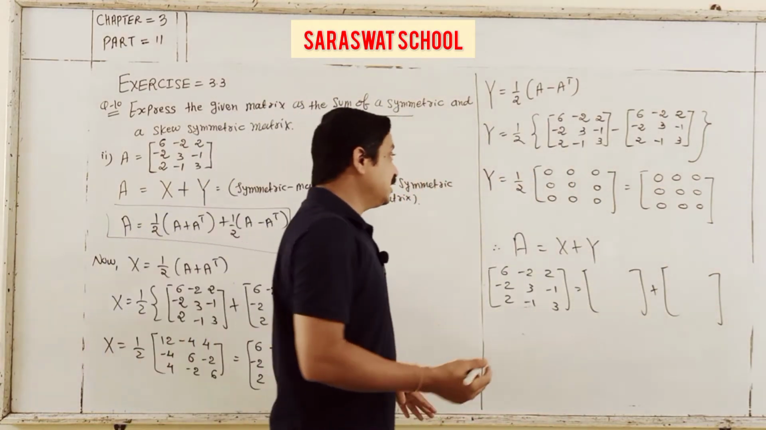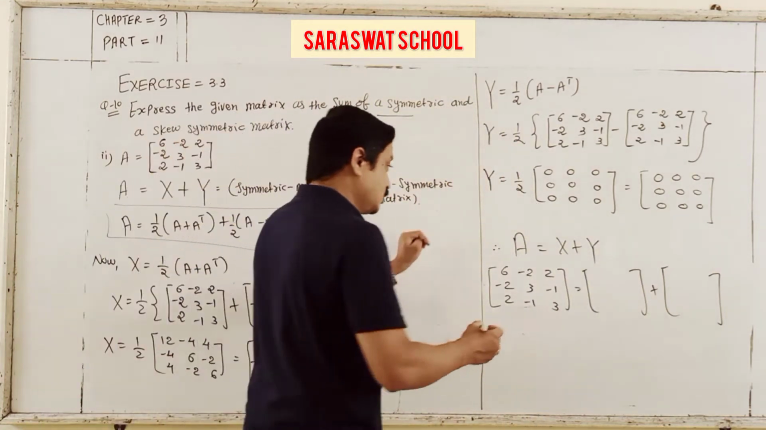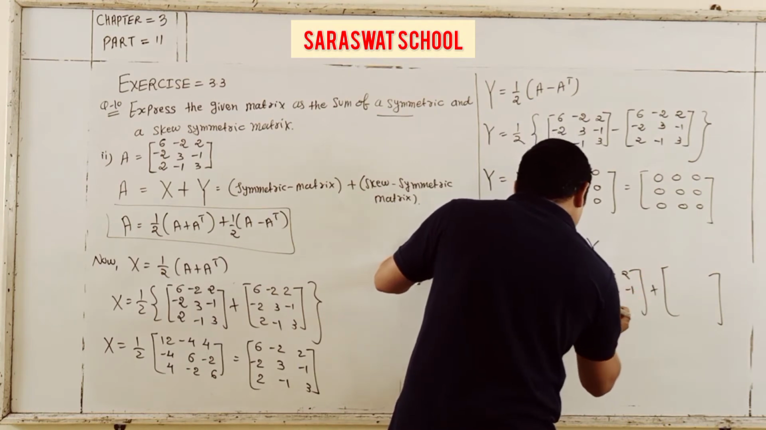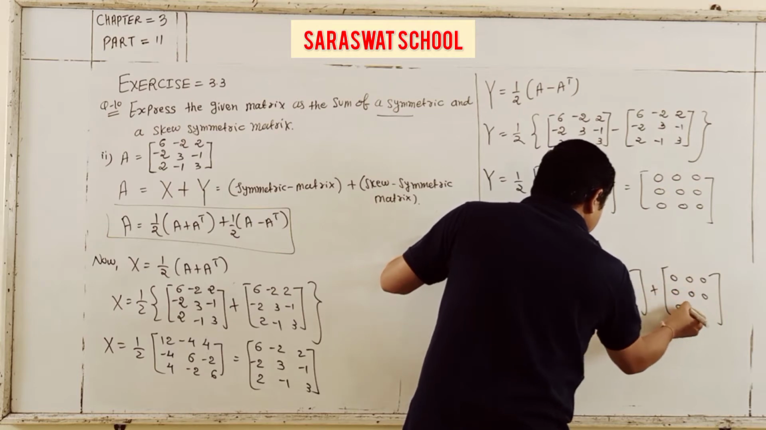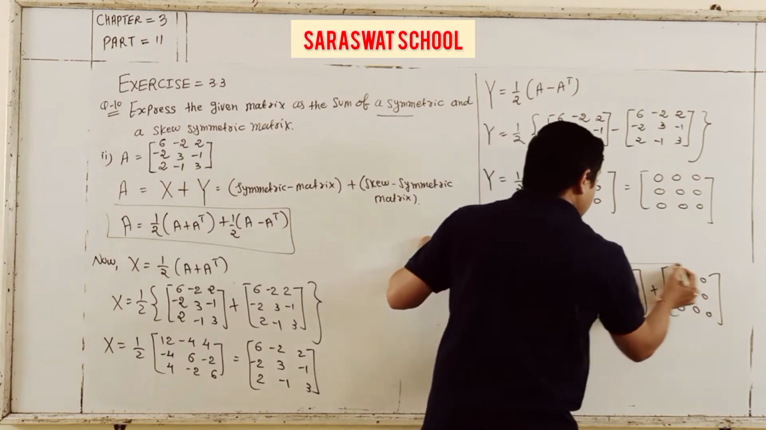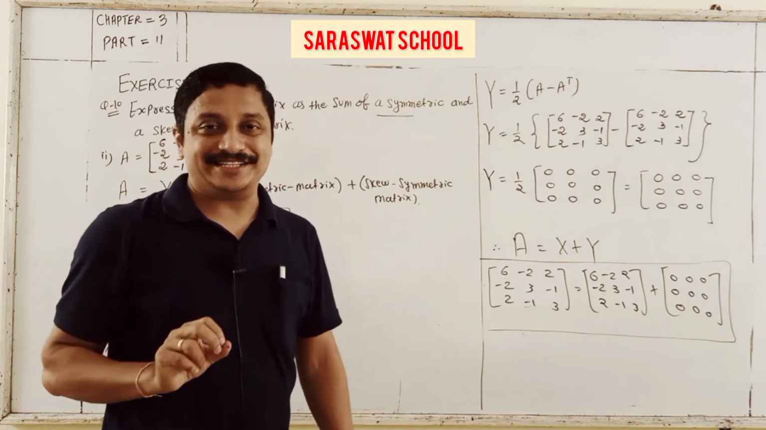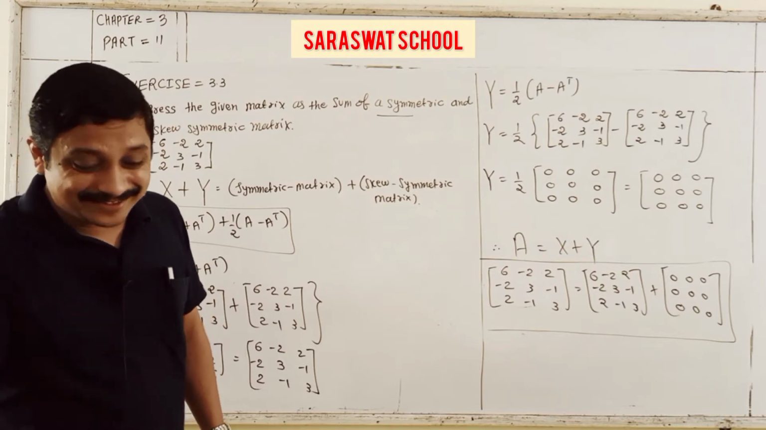So similarly write down the total data, it is the same. Look at that, all are the same for X also. 2, minus 2, 2, minus 2, 3, minus 1, 2, minus 1, 3, and that will be 0. That's your representation of the sum of the two matrices in the parts of symmetric and second, skew symmetric.